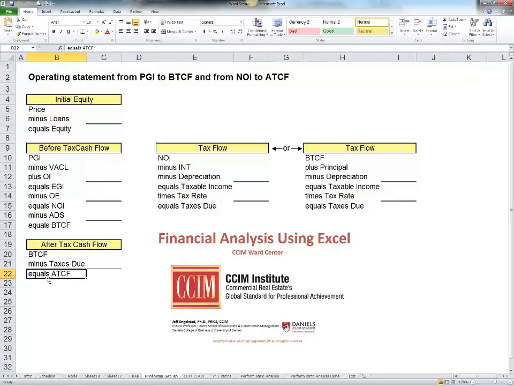Taxes due. Now, so then it becomes, okay, how do we calculate taxes due? Well, there are really two ways to go about this. We can start with net operating income, or we can start from before-tax cash flow. Personally, I think that starting with net operating income makes more logical sense.